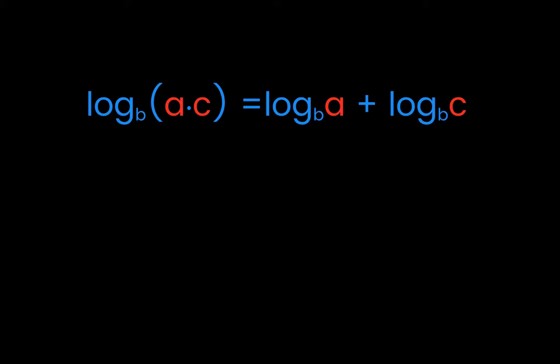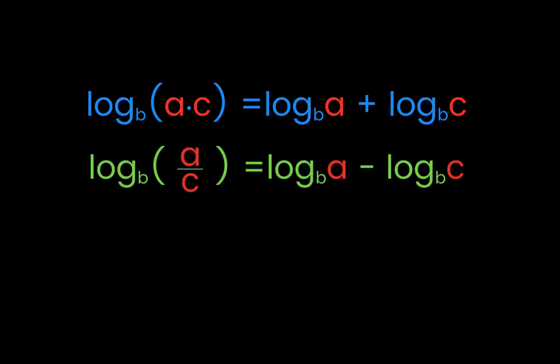The first is the product property, which is what you see here. It can be written as log base b of a times c equals log base b of a plus log base b of c. So as you can see here, you have an expanded form on the right and a more condensed form on the left.